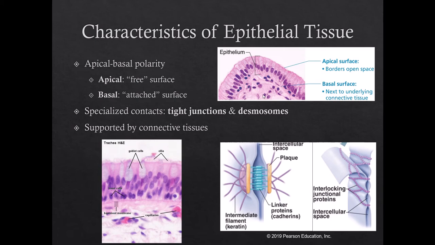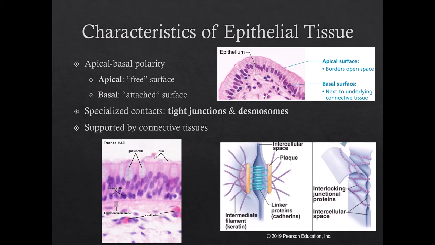The other characteristic that epithelial tissues share is that they have lots and lots of those tight junctions and desmosomes. Now, how many they have, the variety and the quantity of the desmosomes and tight junctions, depends on which epithelial tissue we happen to be talking about, but we will find these specialized contacts very often in our epithelial tissues.